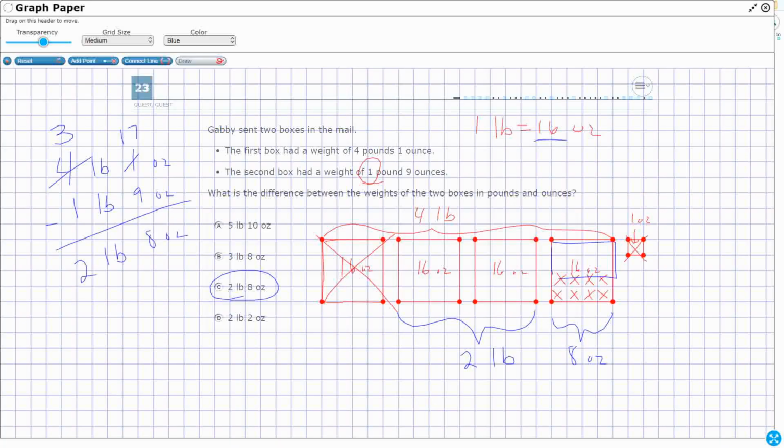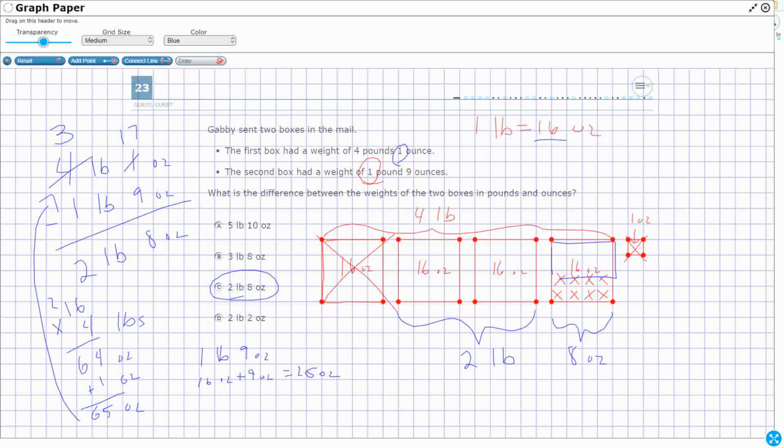Or even a third option. We can just take our 4 pounds and we can say each of those is going to be 16 ounces. So let's just multiply those two, right? And that's going to be 64 ounces plus the one that's left over right here, right? And then we've got a total of 65 ounces. So this whole thing up here is 65 ounces. And then let's do the same thing with 1 pound, 9 ounces. Okay, 1 pound, 9 ounces is really 16 ounces plus 9 ounces, right? That's going to be 25 ounces.